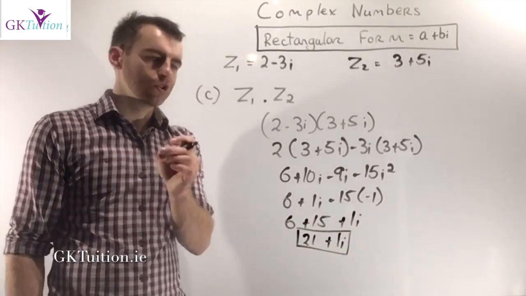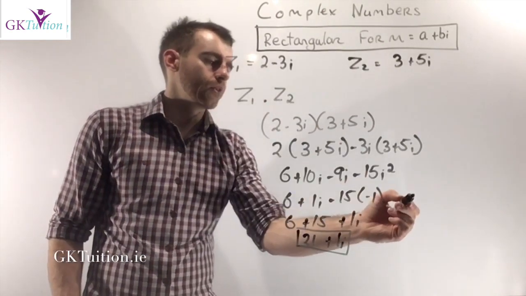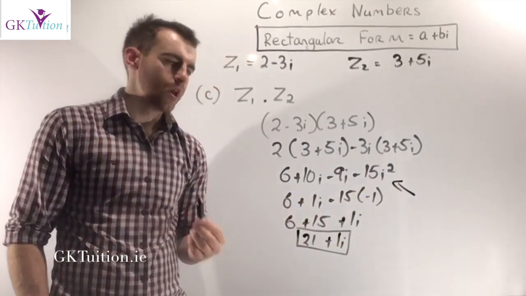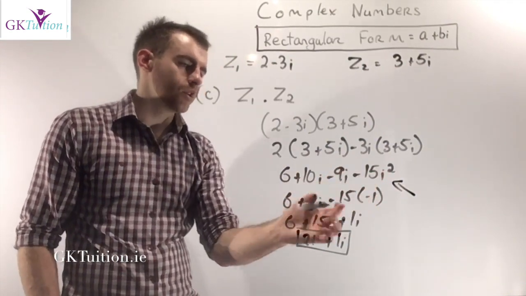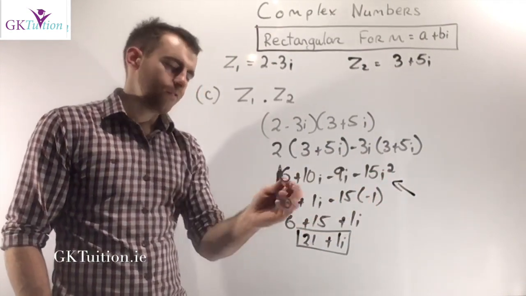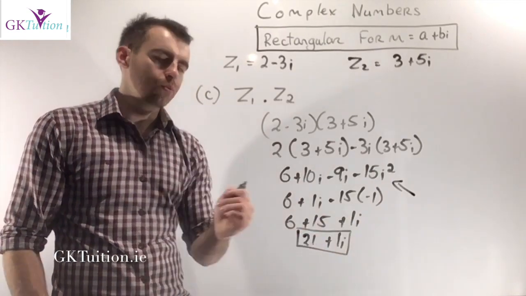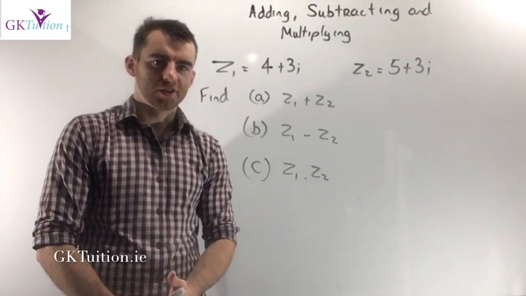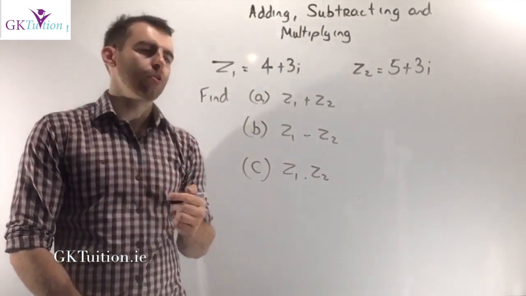So for multiplication, just be careful. When you're multiplying complex numbers, you'll always end up with a term that has an i squared in it. If you have a term with an i squared in it, you need to substitute in minus 1 instead of the i squared. Simplify it out and your final answer should be in rectangular form, 21 plus 1i. Okay, so with that in mind, that's our adding, subtracting and multiplying. I want you to try one now.